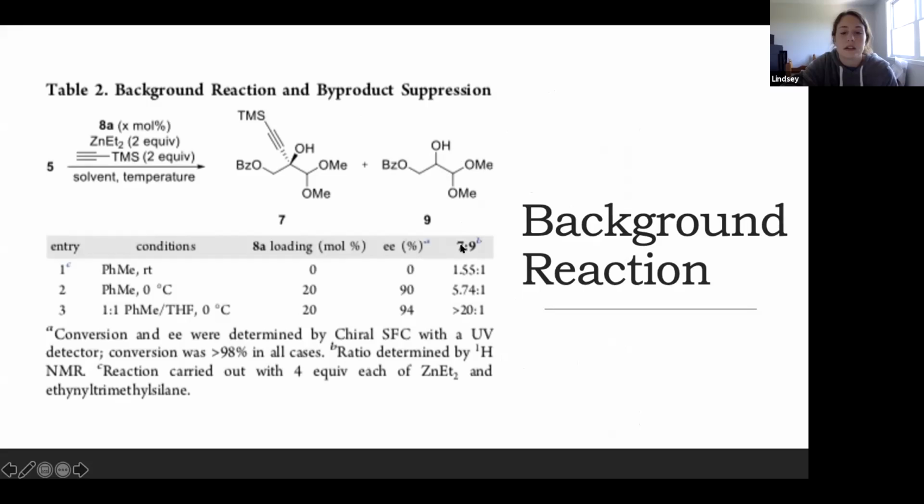And you can see here the ratio of 7 to 9 normally is pretty much 1-to-1, and when it's lower temperature, it's a little bit better, but then when you add THF, you see this dramatic increase where it turns into a 20 to 1 ratio of compound 7 to 9, which you want compound 7 because you do not want it to be reduced.